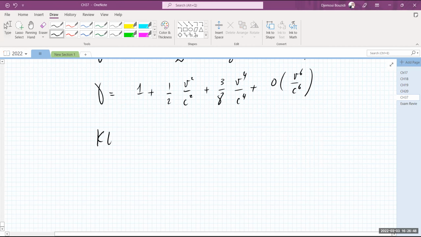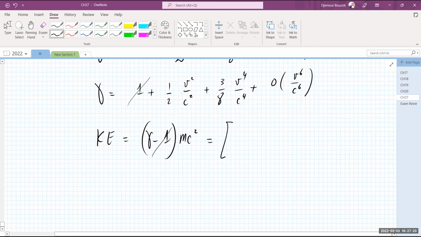Remember, the kinetic energy looked like this, gamma minus 1 times mc squared. So all I have to do is subtract 1 from this expression, which cancels that 1. 1 from here and 1 from here are gone. So all I'm left with is these corrections. In other words, I cannot just take the leading term, because if I ignore this term, I will get a 0 kinetic energy.